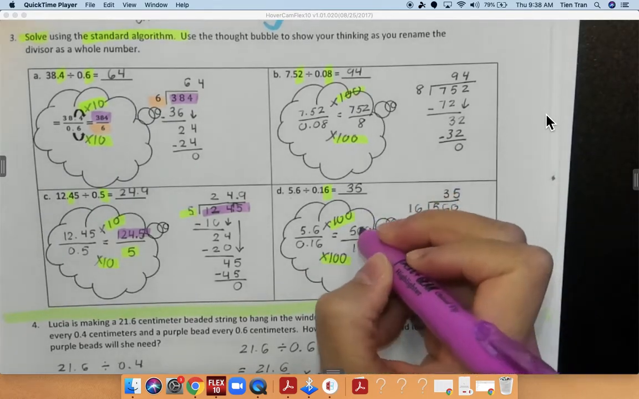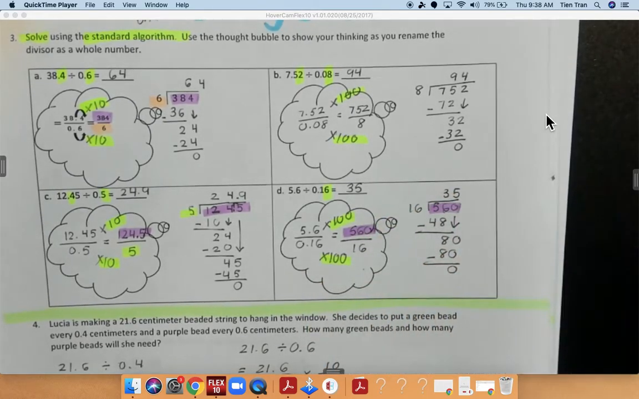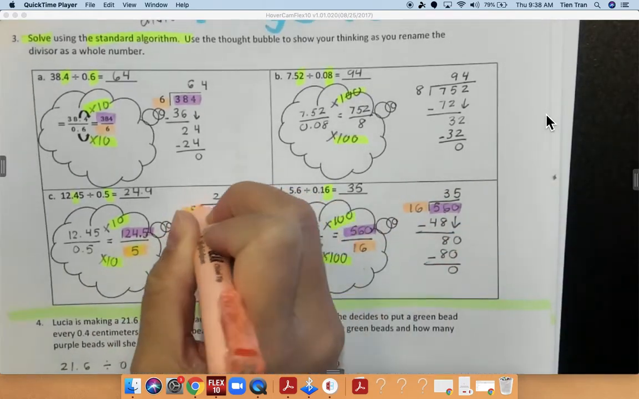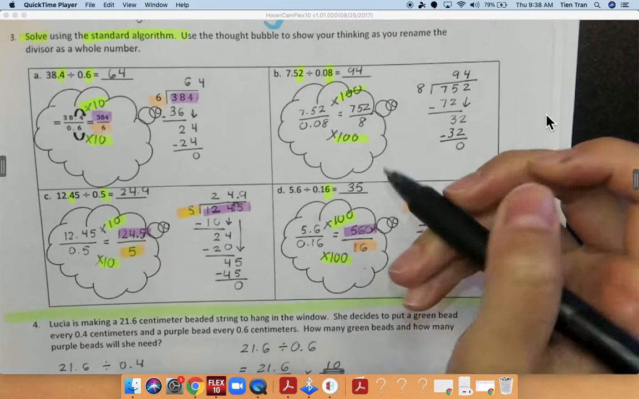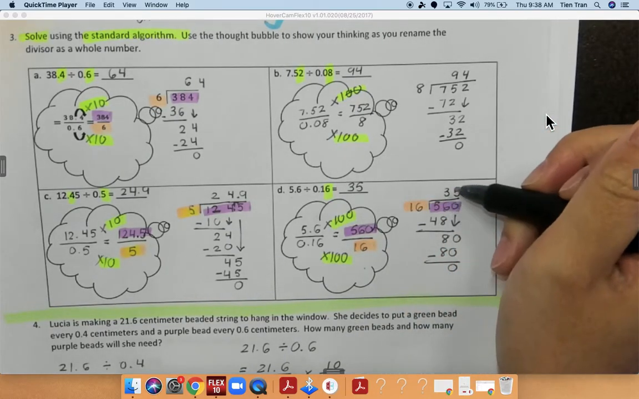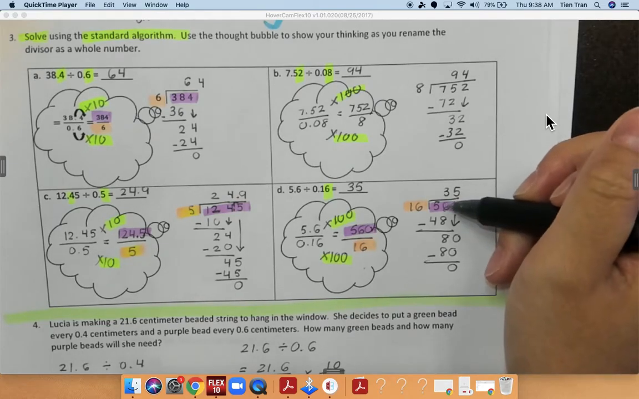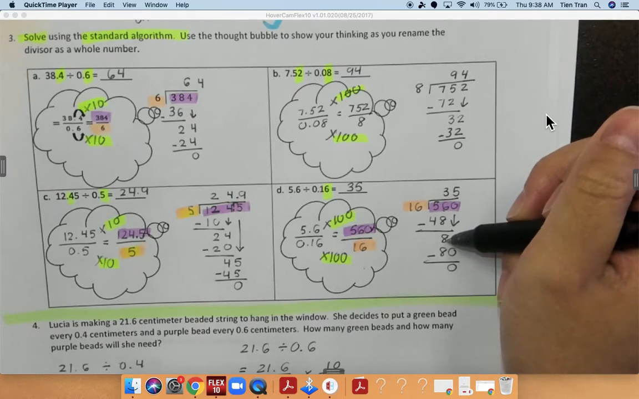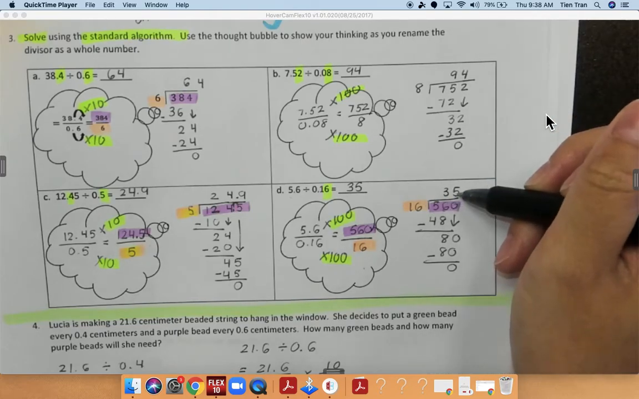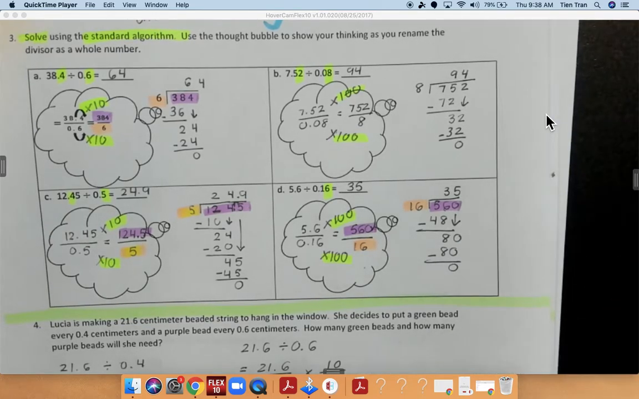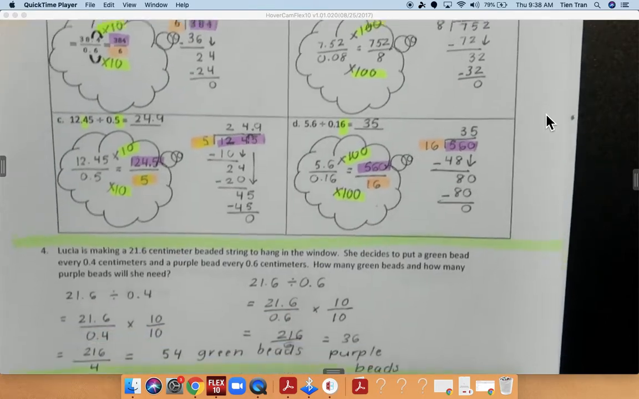Remember that 560 is the dividend and 16 is going to be our divisor. This one should be orange, sorry. So I have 16 can go into 56 3 times. 16 times 3 is 48. 56 minus 48 is equal to 8. Bring down your 0. 16 can go into 80 5 times. So we have 80 minus 80 is equal to 0. So we have 35 as our final answer.